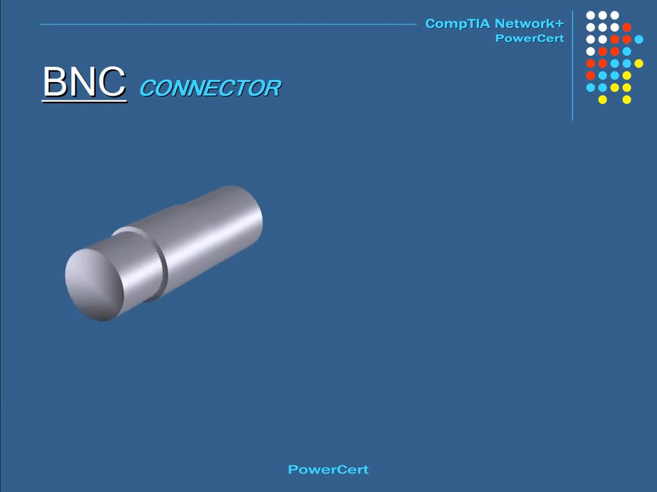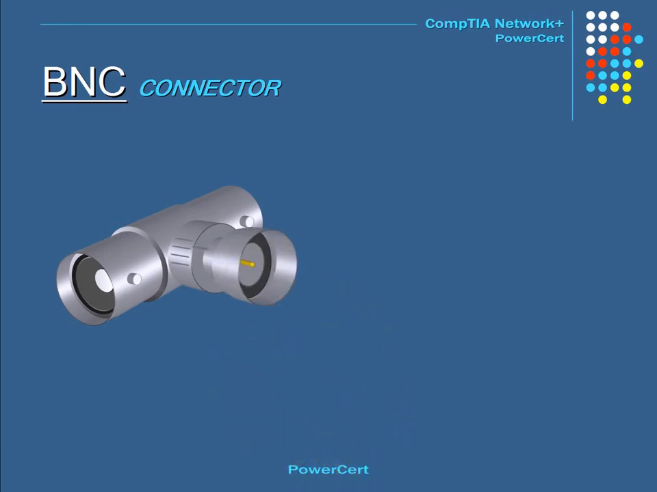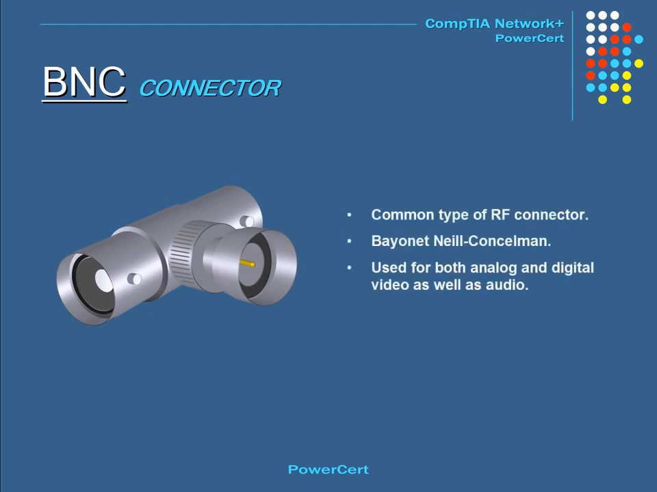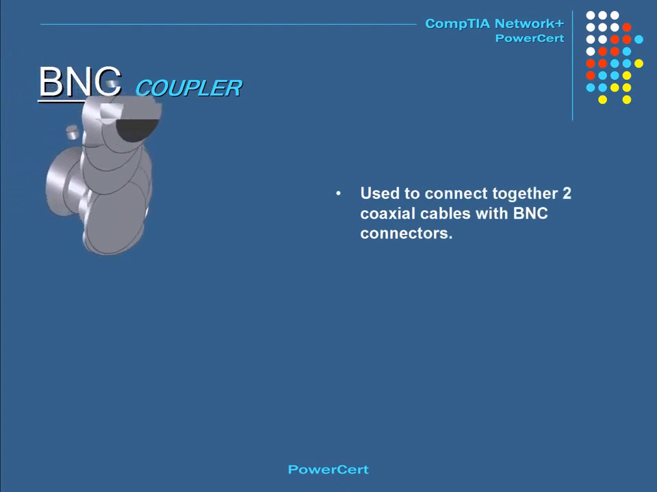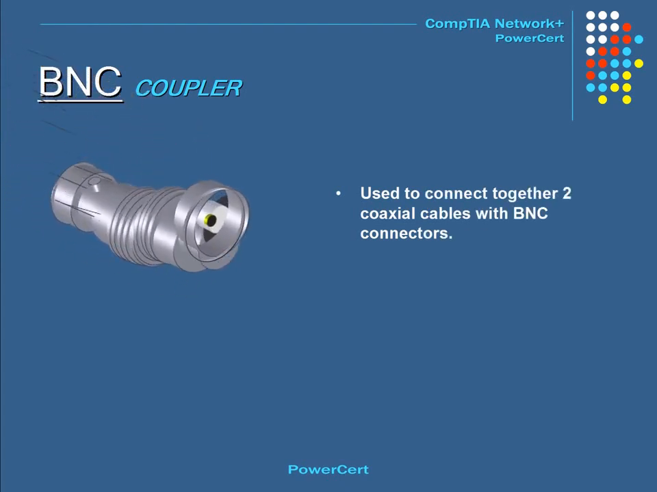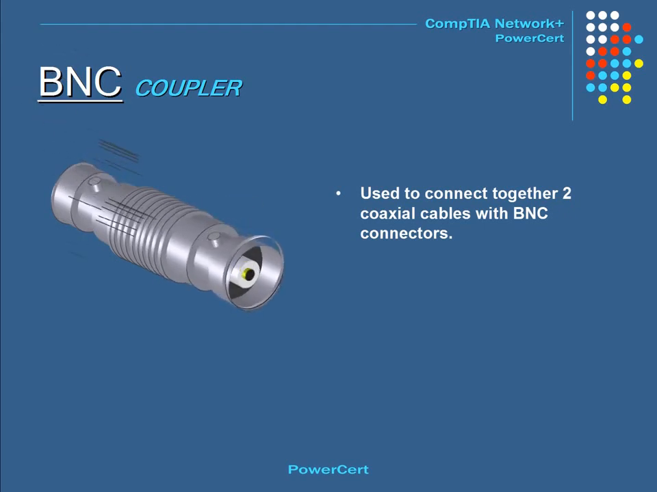The BNC connector is a common type of RF connector that is used on coaxial cable. BNC stands for Bayonet Neill-Concelman, and it is used for both analog and digital video transmissions, as well as audio. A BNC coupler is used to connect together two coaxial cables with BNC connectors attached to them. This particular coupler is a BNC female-to-female coupler.